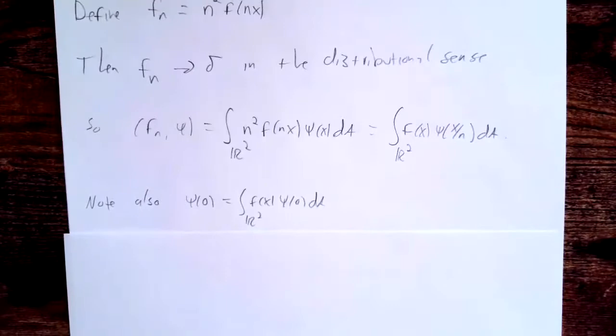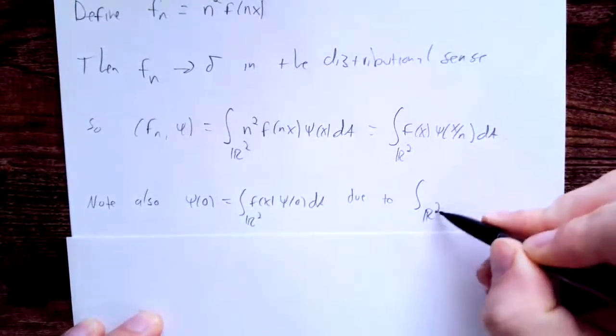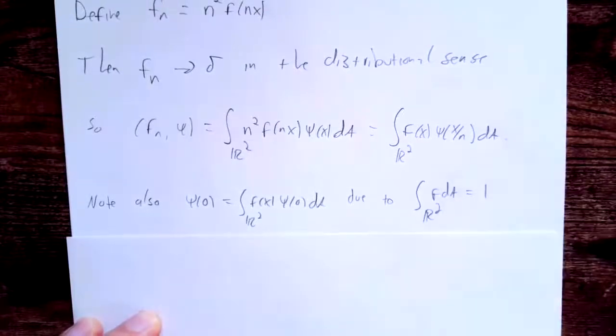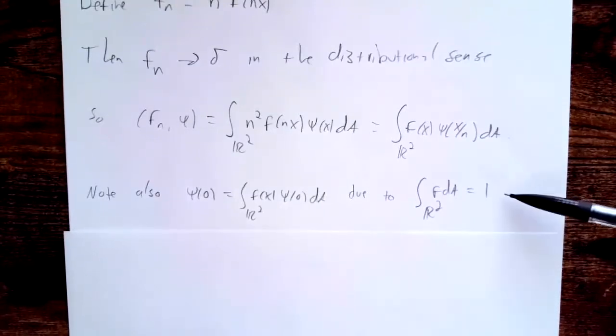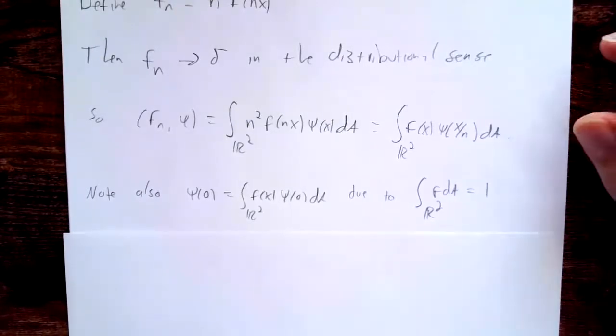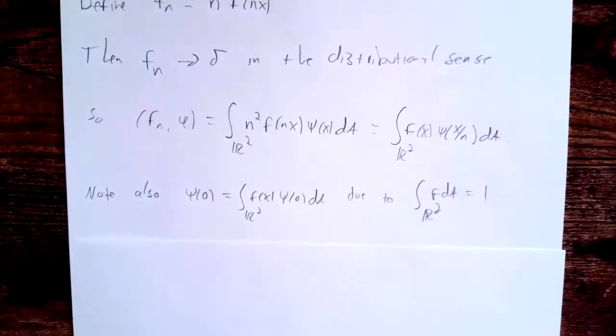Well, I'm going to note also that psi of 0 is equal to the integral of f of x times psi of 0 dA, due to the integral over R^2 of f dA equals 1. So I picked that condition for a reason. Just bring in the constant there. So multiply this on both sides by psi of 0. And so, of course, psi of 0 is going to be delta applied to psi.